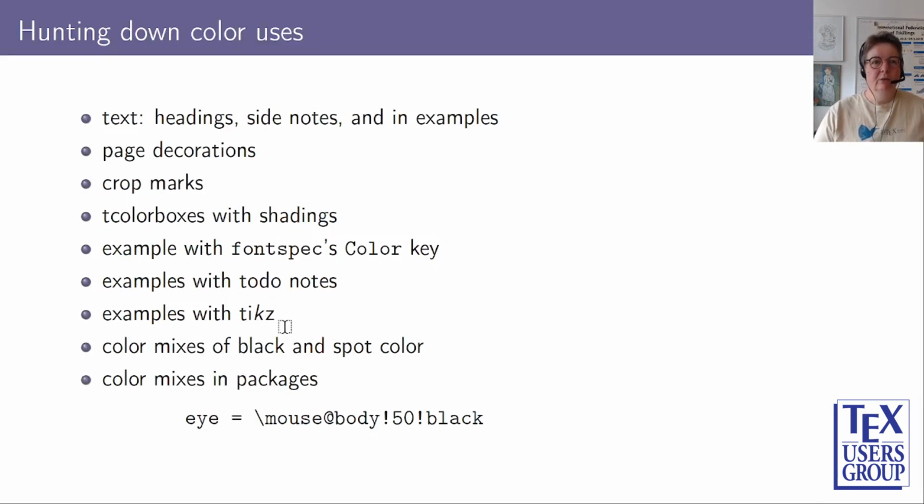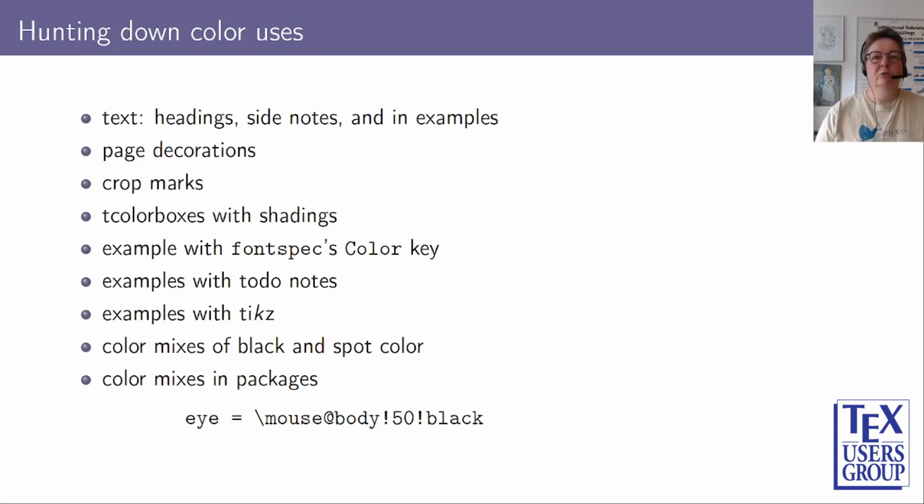The first task was to hunt down the color uses. Colors are used in many places, for example for text, in headings, side notes and examples, page decorations like the page number, the crop marks. There are color boxes with shadings. There are examples with font specs color key. There are examples with to-do notes, which often use ticks in the background too. There are directly examples with ticks.